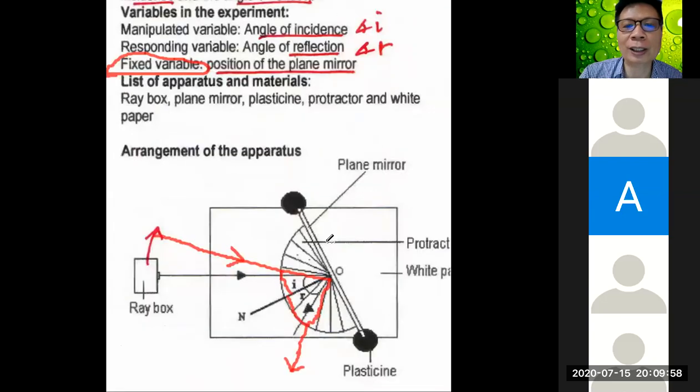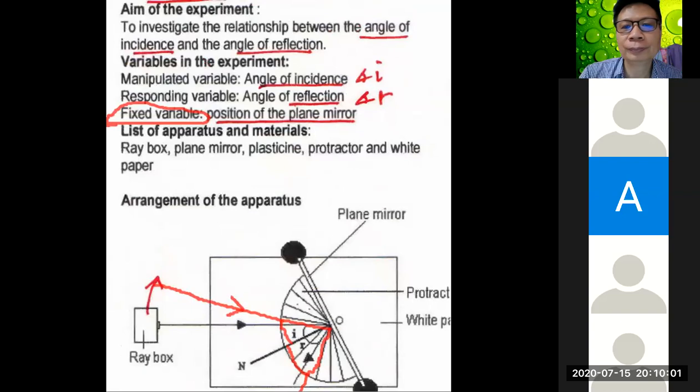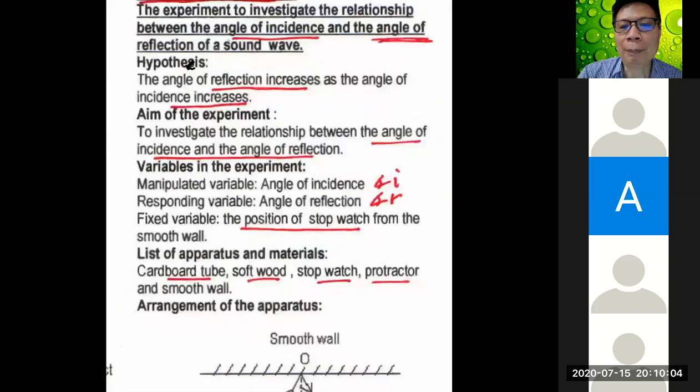Okay, come, we go through it quickly. Hypothesis: angle reflection increases as angle incident increases. This one getting bigger, this one also getting bigger. And investigate the relationship between angle incident, angle reflection. Okay. And manipulated variable, angle I. Responding, angle R. And now fixed variable a little bit different. Fixed variable is the position of the stopwatch from the smooth wall.